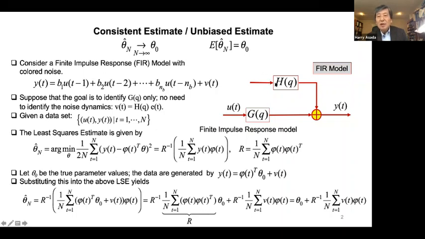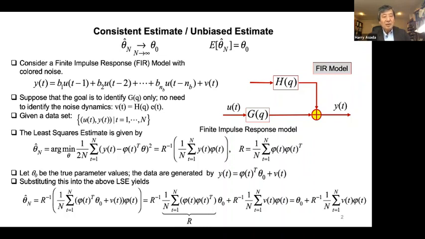Now we allow noise coming in, which is colored. v(t) is not actually e(t). e(t) is white and totally unpredictable, but at this time we allow something colored, H(q). Suppose the goal is just to identify G(q) and there is no need to identify the noise dynamics: v(t) presumably comes from white noise through the dynamic noise transfer function, and then it's colored. But suppose we just focus on the identification of G(q).